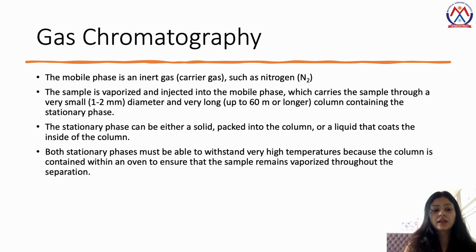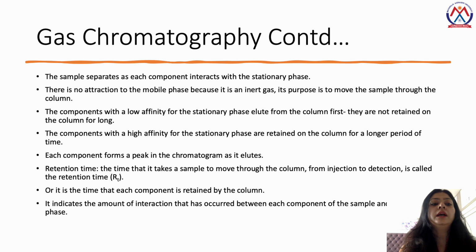The stationary phase can be either a solid packed into the column or a liquid that coats the inside of the column. Both stationary phases must be able to withstand very high temperatures because the column is contained within an oven to ensure that the sample remains vaporized throughout the separation. The sample separates as each component interacts with the stationary phase. There is no attraction to the mobile phase because it is an inert gas. Its purpose is to move the sample through the column.